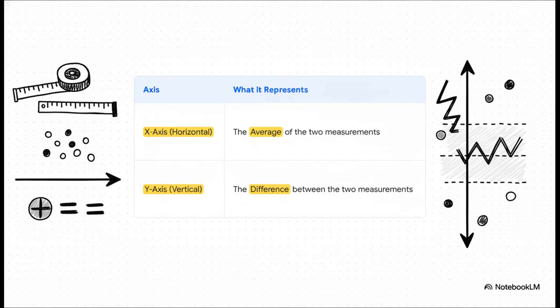The real magic of this plot is how brilliantly simple it is. On the horizontal axis, the x-axis, you've got the average of the two measurements. You can think of this as our best guess of the real, true value. But the vertical axis, the y-axis, now that's where the investigation happens. It shows the difference between the two readings. It literally plots the disagreement.